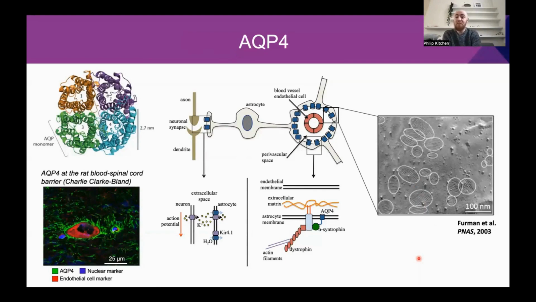And a big open question in the field is, what are these for? And they're also clinically quite important because it turns out that in an autoimmune disease called neuromyelitis optica, these large arrays, orthogonal arrays of particles, are the autoantigen for an autoantibody that causes neuromyelitis optica, a demyelinating disease. And so we want to understand a little bit more about how these orthogonal arrays of particles assemble in the membrane.